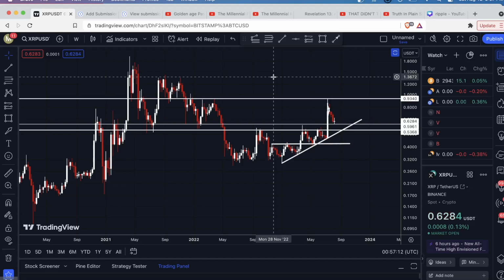Hey guys, I want to do a quick update video on XRP. I've covered this coin probably about 3 or 4 times in the past, and in the previous videos, I gave you these levels to watch, right?